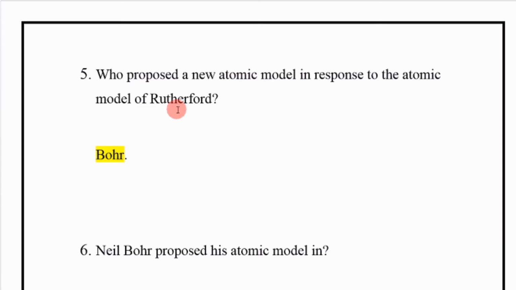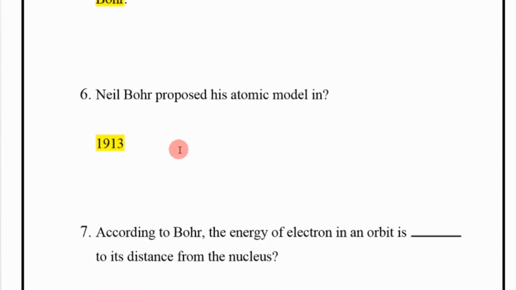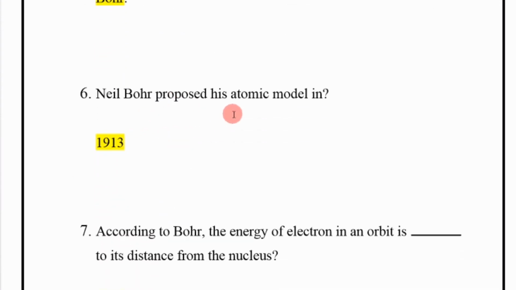Next, who proposed a new atomic model in response to the atomic model of Rutherford? Bohr. Next, Niels Bohr proposed his atomic model in 1913.